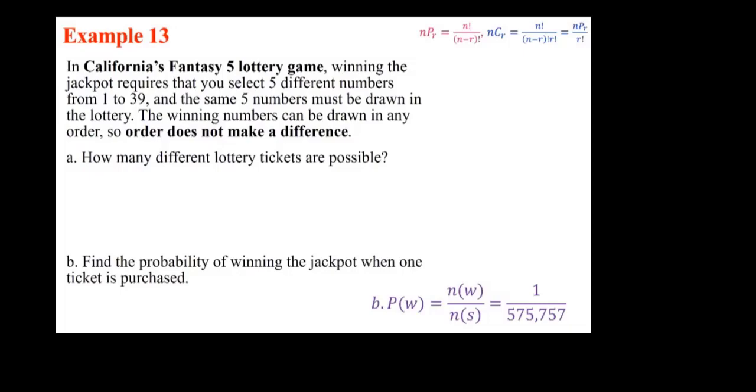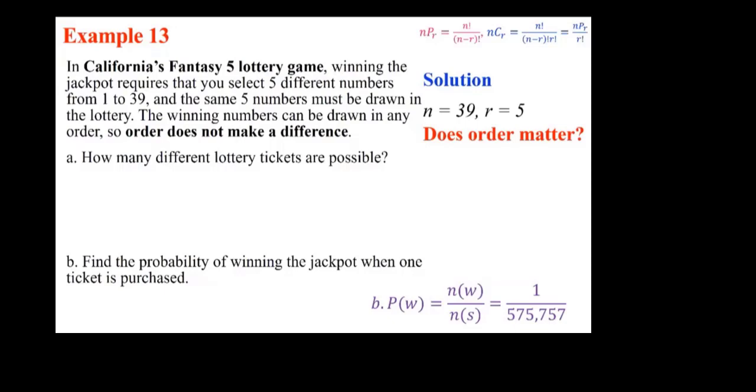So understanding the situation, we have n being 39, r being 5. We are going to deal with 39 numbers, and we're going to choose 5. The winning numbers can be drawn in any order, so order is not important, which means right away we are dealing with a combination. So all you have to do is calculate this combination and come up with the answer.